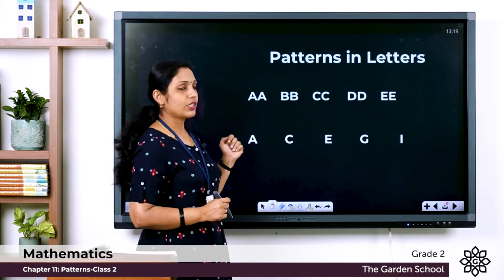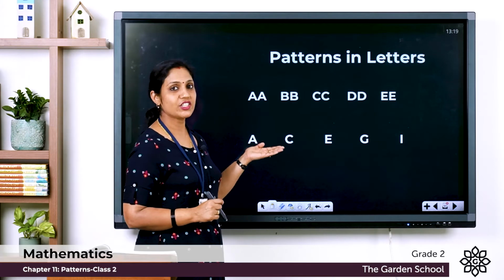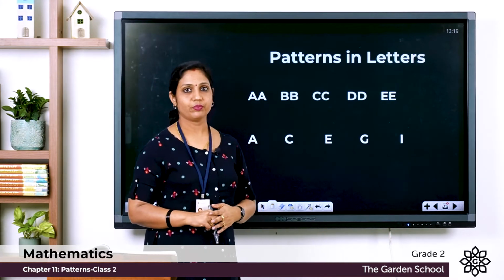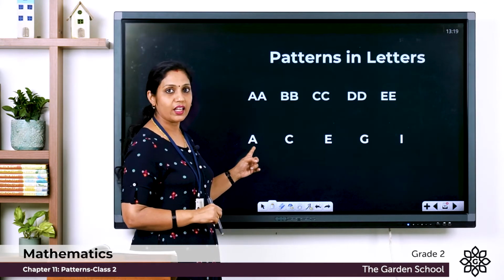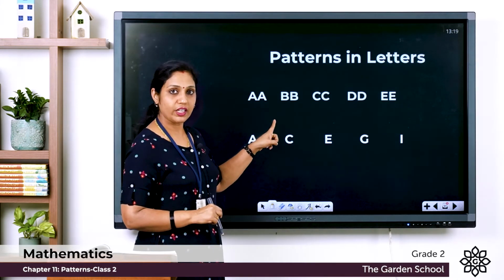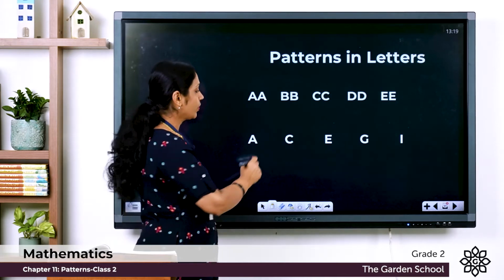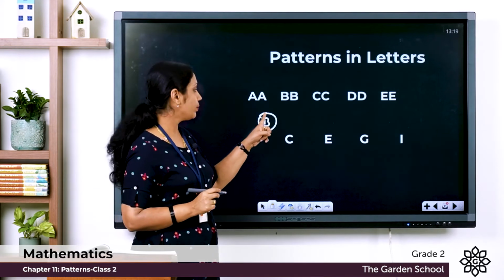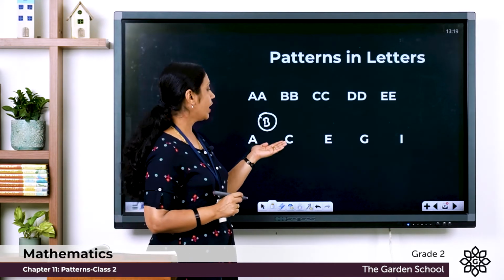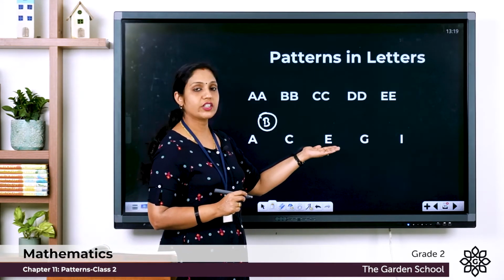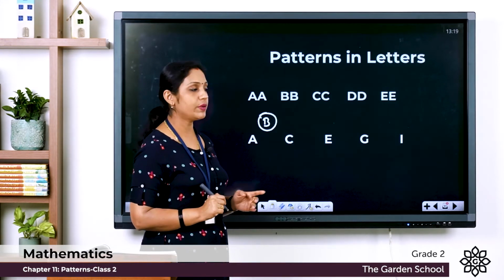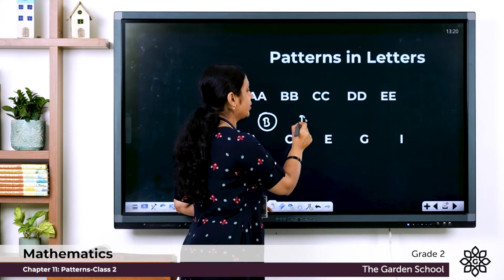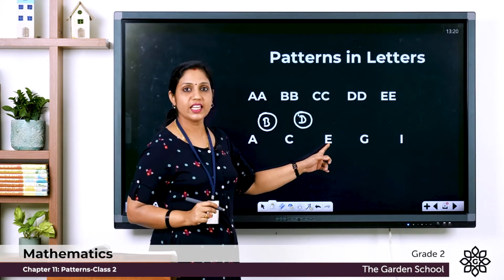Now let's look at the next letters. Here it is arranged: A, C, E, G, I. Look at the first letter A. After A, the letter B has to come. Instead of that, which letter has been written? C. So the letter B has been skipped. And after C, it's written E. So which letter has been skipped? C, D, E. So D has been skipped. Instead, the letter E has been written.